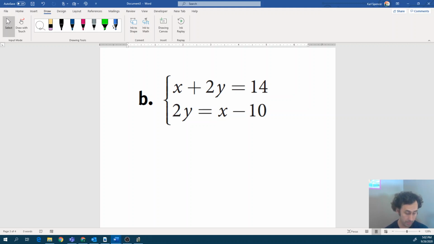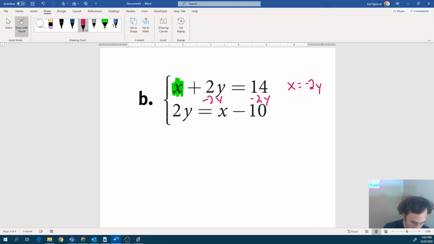Personally, if I were to do this problem, I would try to get this x by itself by subtracting that 2y over. If I subtract this 2y, that first equation turns into x equals negative 2y plus 14. And the reason I would do that is, sure, I could get the y by itself in the second equation, but then I'd be dividing by 2, and then that's x over a half, and I'm not a huge fan of fractions.